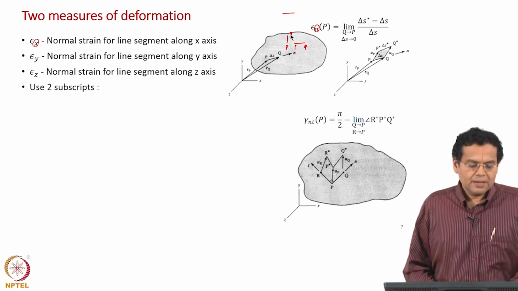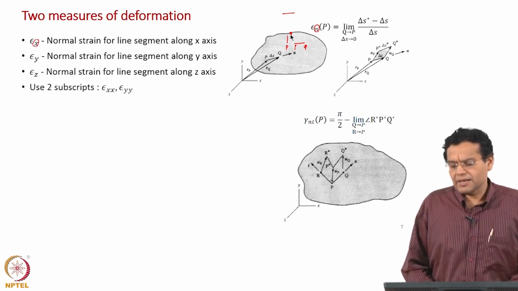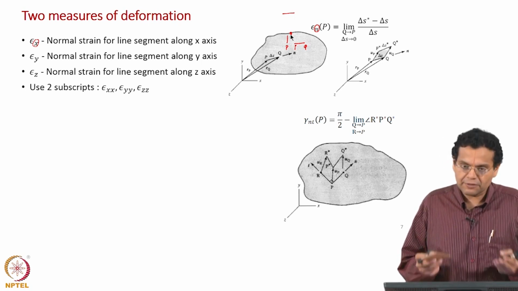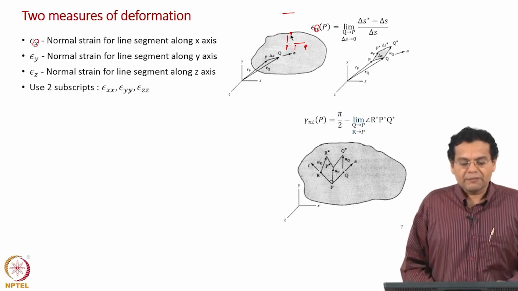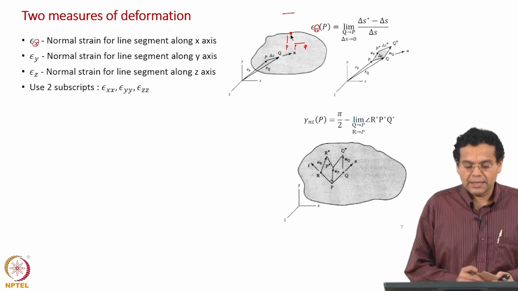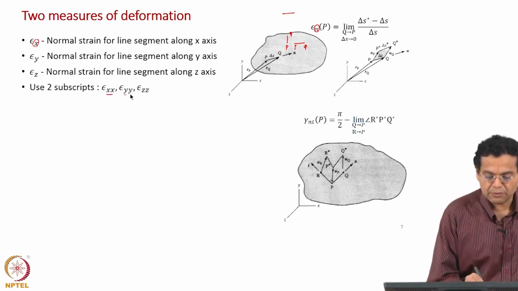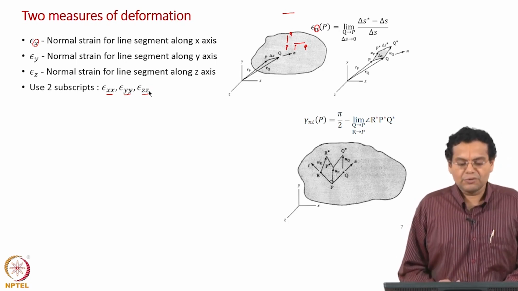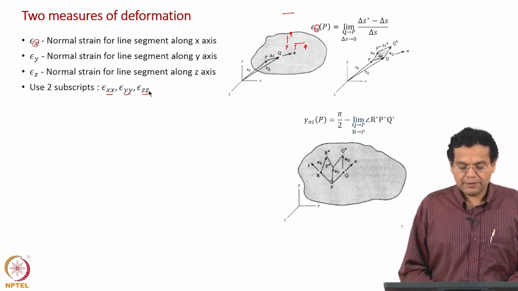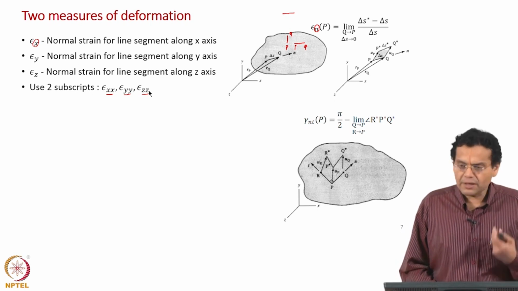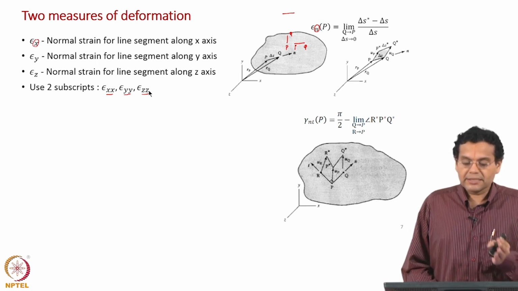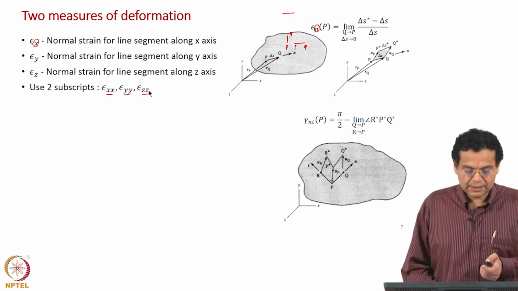Now for the case of shear strain, we had two subscripts, but for the case of normal strain only one subscript is sufficient. But to be uniform we will represent normal strain using two subscripts, namely epsilon xx, epsilon yy, epsilon zz, because there is only one direction here, but to have uniformity we will use two subscripts as epsilon xx, epsilon yy, epsilon zz. So our nomenclature for normal strain for a line segment along the x axis will be epsilon xx, and accordingly for other directions.